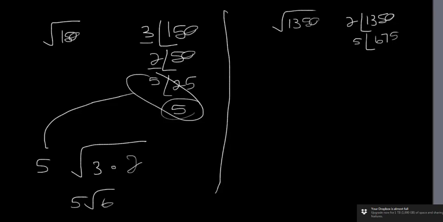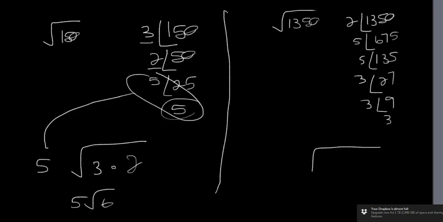5's prime. 5 goes into 675 135 times, and I know 5 goes into 135. It goes into there 27 times. 27's not prime. Keep going. 3 goes into 27 9 times, and 3 goes into 9 3 times.